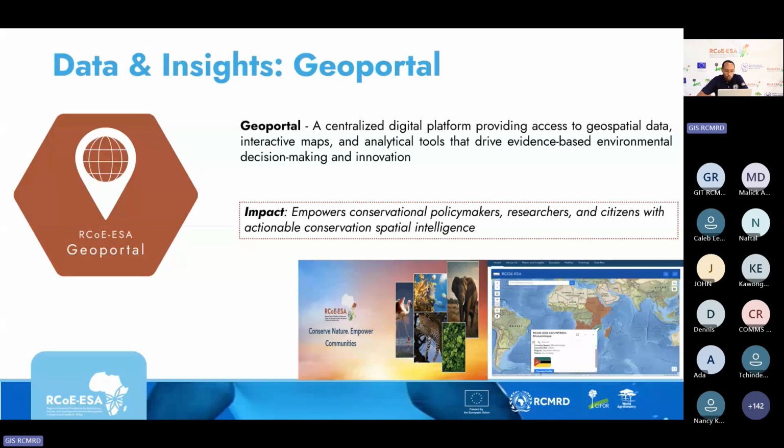So we have the geoportal, which is basically a platform where we host the data and the interactive maps that we come up with. It has analytical tools that we use in order to inform decision making. And the main aim we have here is to empower conservation policymakers, researchers and citizens to come up with actionable conservation spatial intelligence.